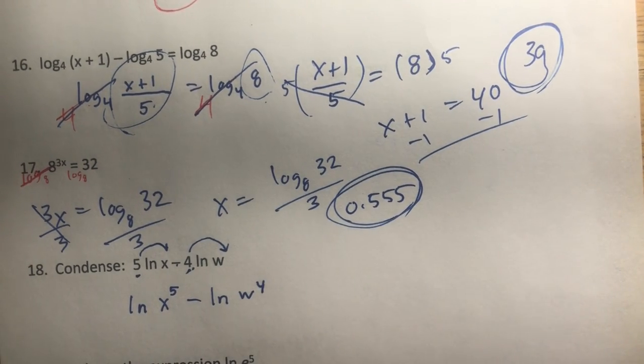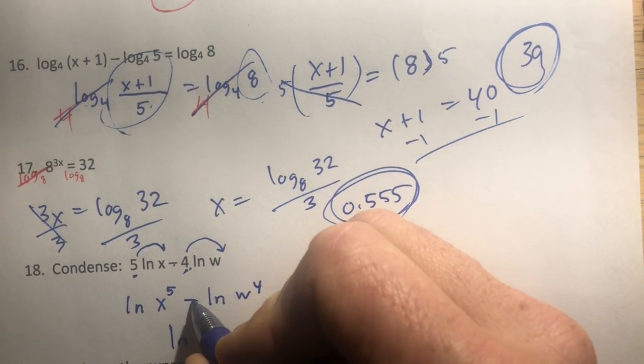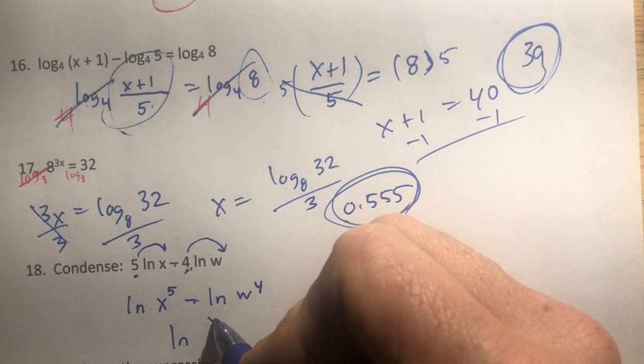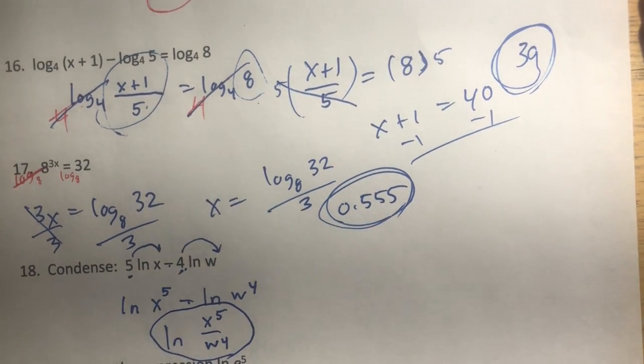Okay. And now once the multipliers are gone, now I can condense it to one log. So it's going to be natural log, and then since I'm minusing, I divide these two. So it's going to be x to the 5 divided by w to the 4. And there's what it would be.